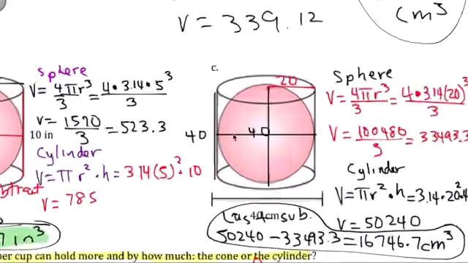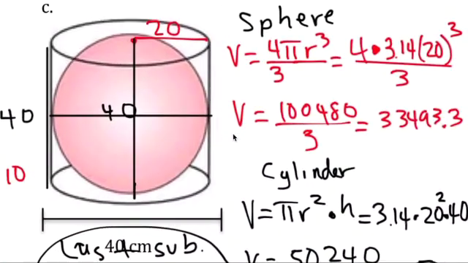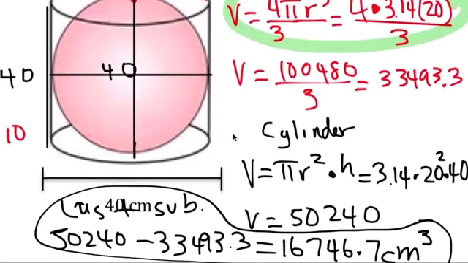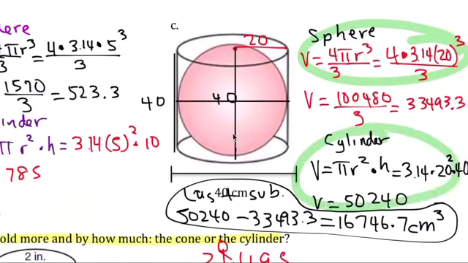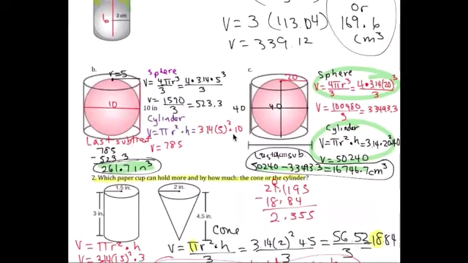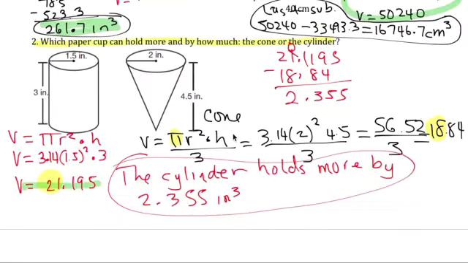Same here. The sphere, the cylinder, and subtract. Find the answer and then which one is bigger. At the end, you subtract them.